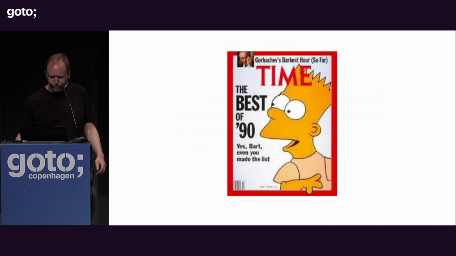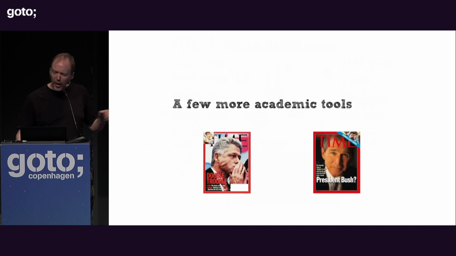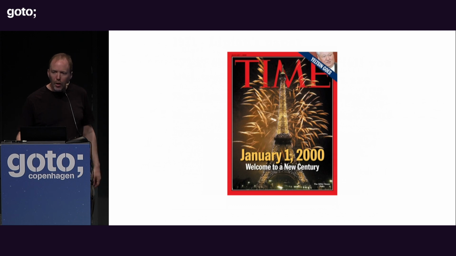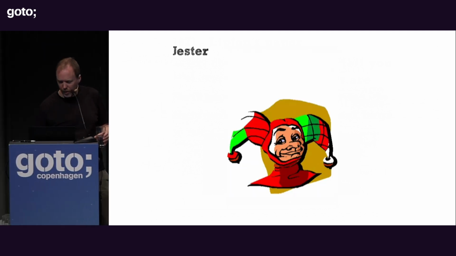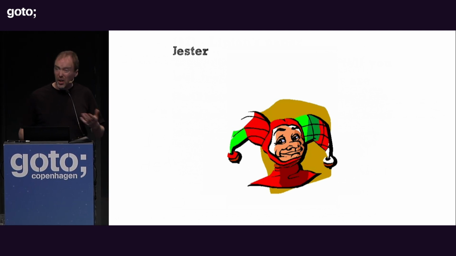Through into the 90s, a few more academic tools came out. As we reached 2000, now, 2000 was an interesting year for mutation testing because of a tool called Jester. Now, what's interesting about Jester isn't what it did. I don't think it did anything particularly new or different. It's where it came from.